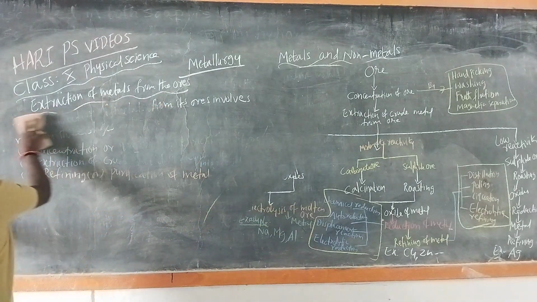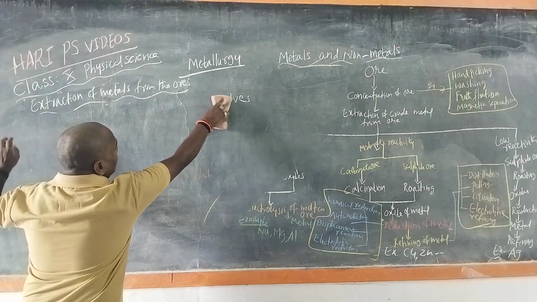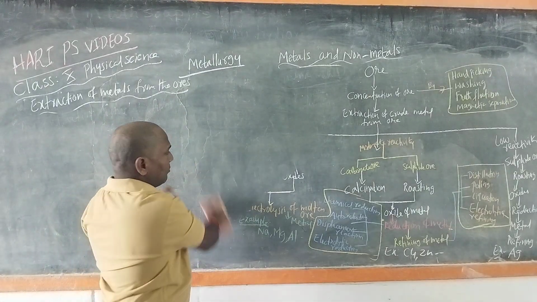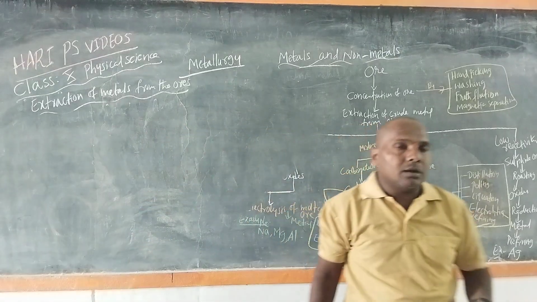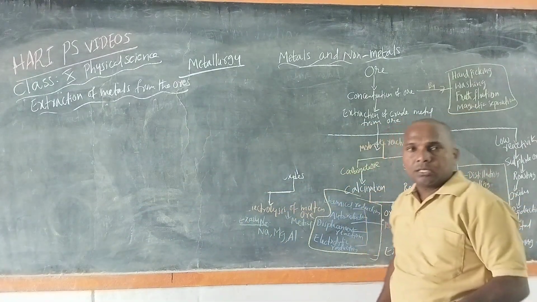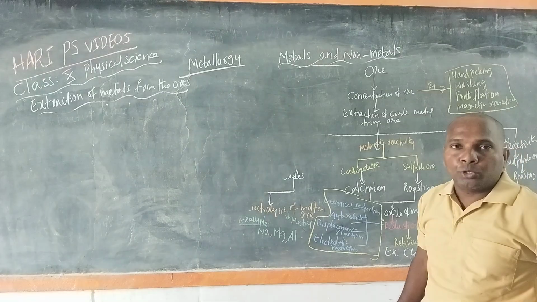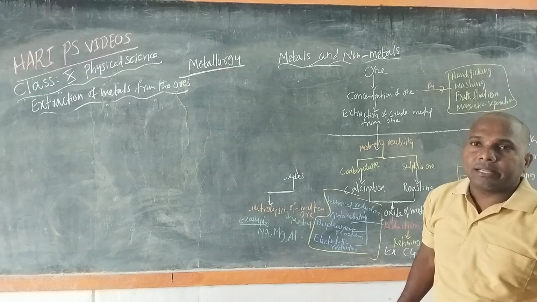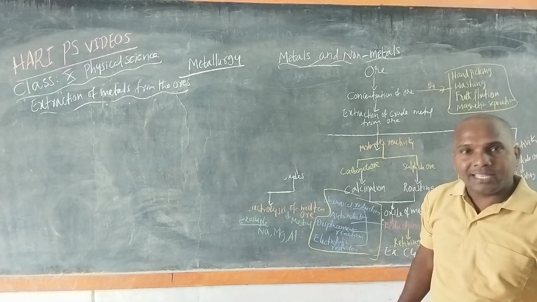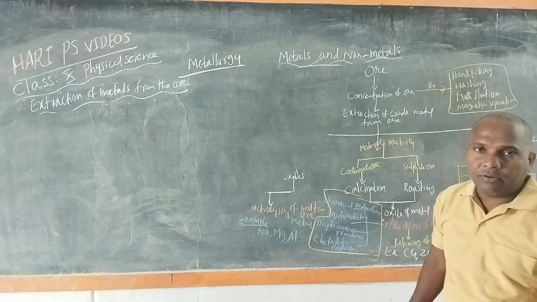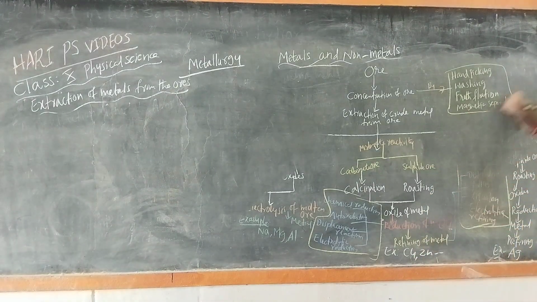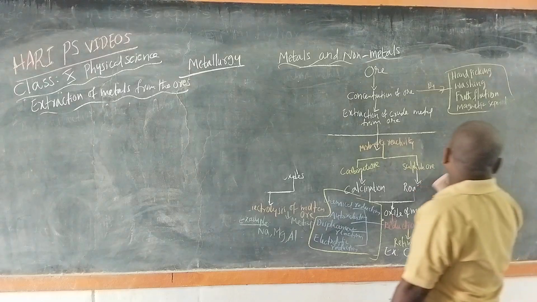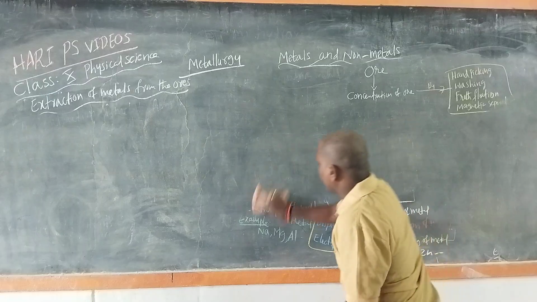So let's understand extraction of metals from the ore. The first step is concentration of ore. These ores contain some impurities, so first we have to remove the impurities from their respective ores. That process we call concentration of ore, or dressing of ore, or enrichment of ore. Let us understand hand picking, washing, flotation, and magnetic separation.